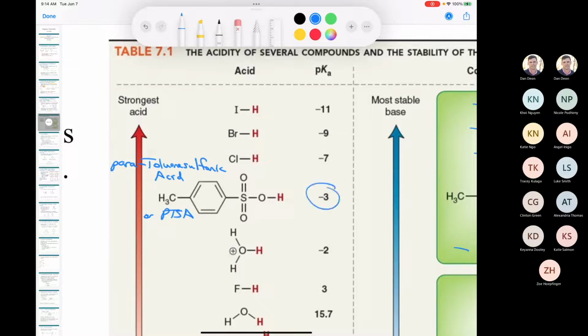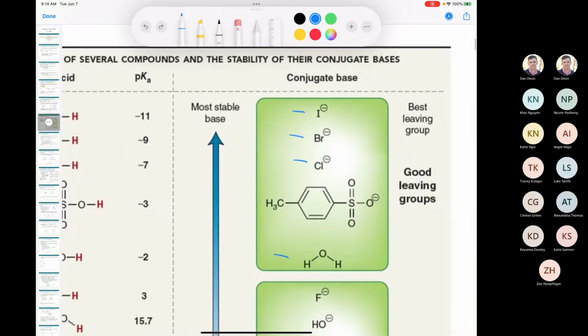It's got a pKa of -3. It's even stronger than hydronium. Ergo, once it donates a proton, its conjugate base is a weak base, and therefore it is a good leaving group. So this is just the conjugate base of para-toluene sulfonic acid. We call this a tosylate. Tosylate. Right? So there's a new leaving group.